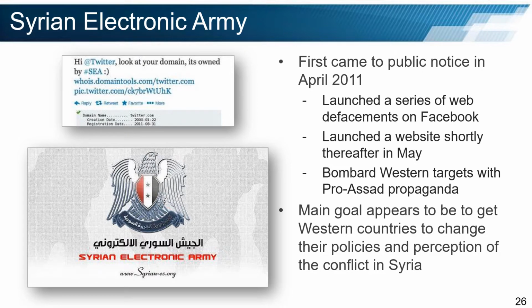Syrian Electronic Army. The Syrian Electronic Army first gained public notice in April of 2011 when it launched a series of web defacements on Facebook. Shortly thereafter, the SEA launched its own web page. The SEA's main goal appears to be to get Western countries to change their policies and public perception of the emerging conflict in Syria. They did this mainly by bombarding and defacing Western targets with pro-Assad propaganda.